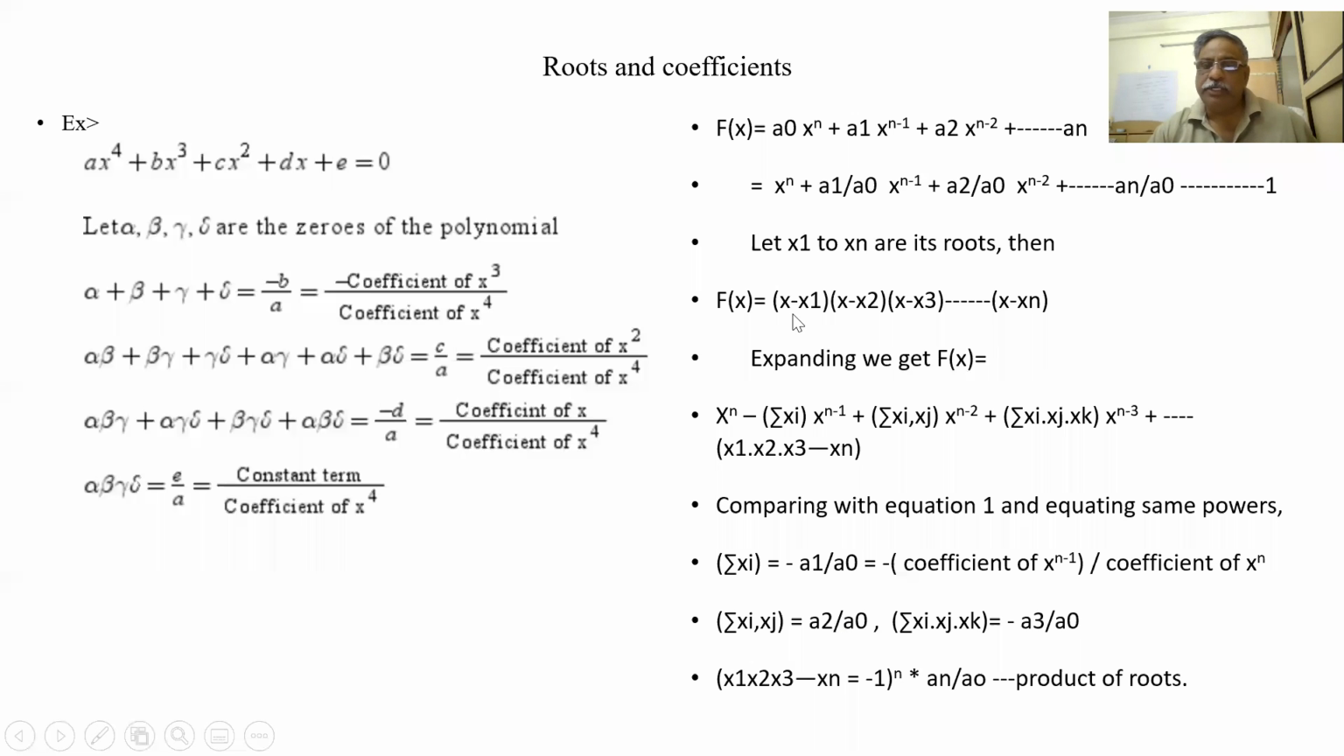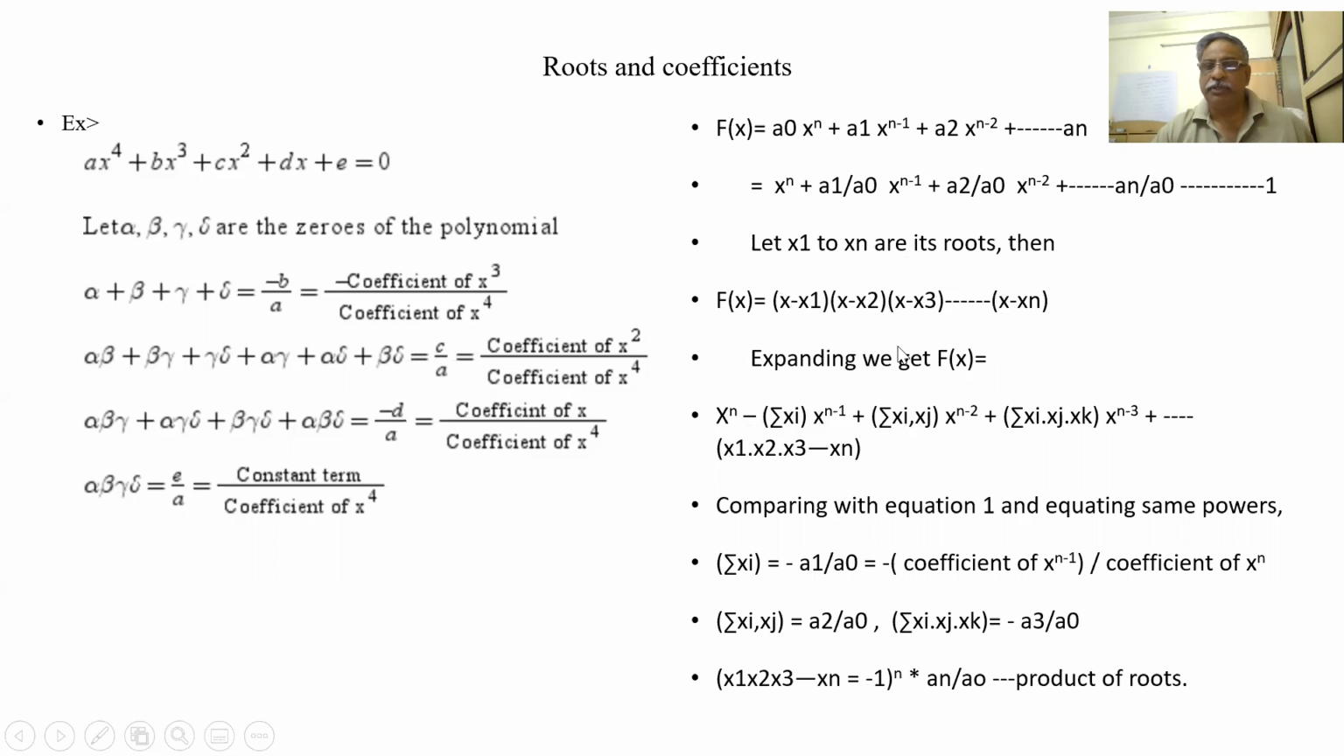See, basically what's happening? Minus x1 into x to the power of n, minus x2 into x to the power of n minus 1, minus x3 into x to the power of n minus 1, minus xn into x to the power of n minus 1. So minus sigma xi into x to the power of n minus 1. So this minus of each are getting added.